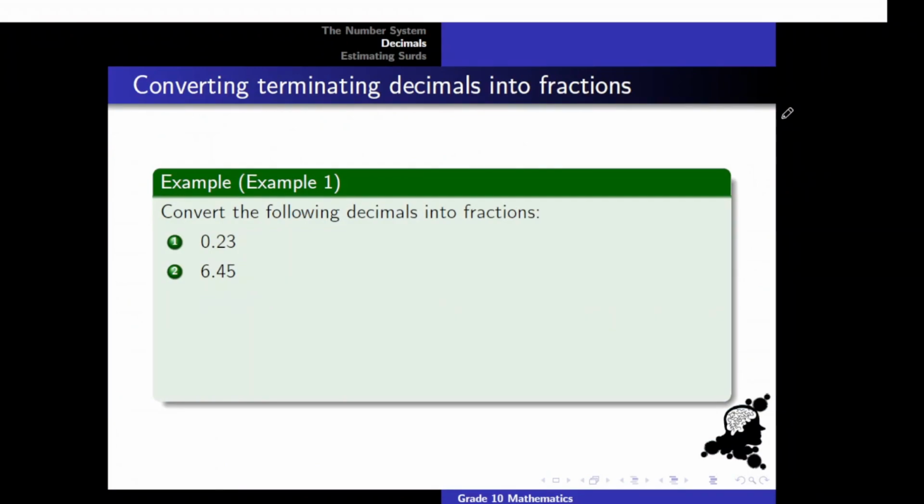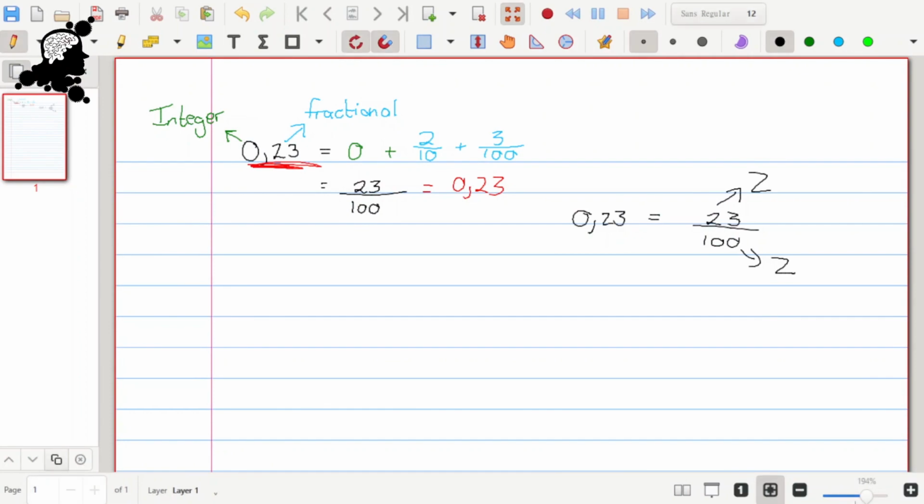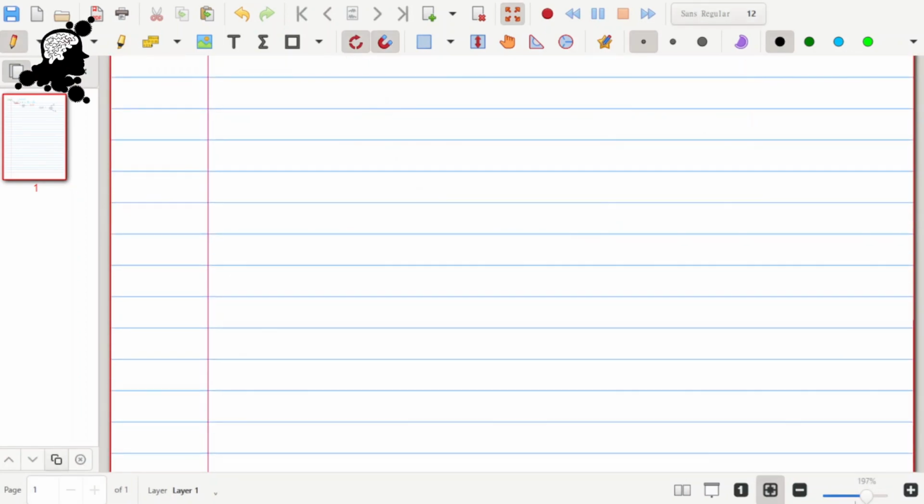In the next example, we've got 6,45. Let's go back to our writing pad and move down to get some room. So we've got 6,45. Remember what we said. The number before the comma, this is the integer part. The numbers after the comma, this is our fractional part.